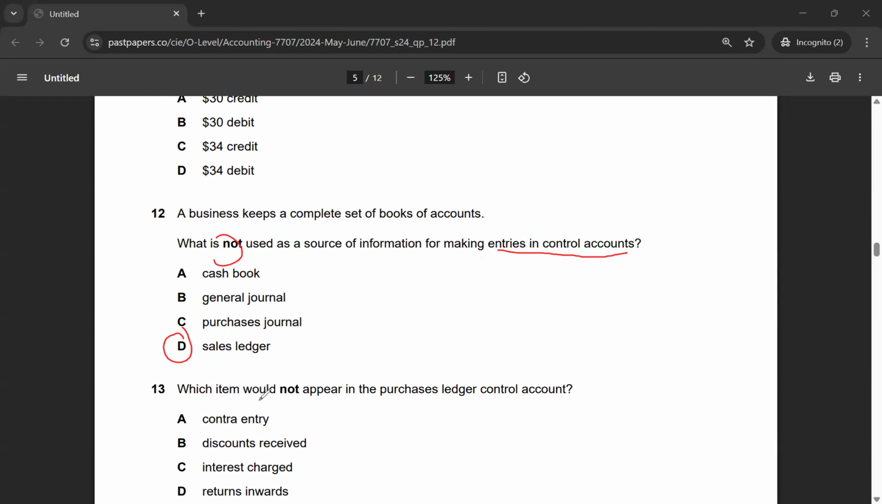Let's look at multiple choice 13. Which item did not appear in the purchases ledger control account? So we are talking about the purchases ledger control account. The answer is clearly option D, return inwards, because this is related to sales, not purchases. For purchases, it would be return outwards, right? So the correct answer for multiple choice 13 would be option D.